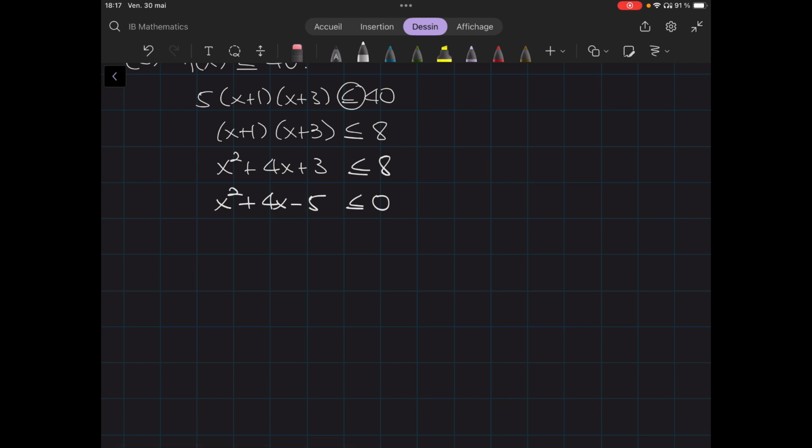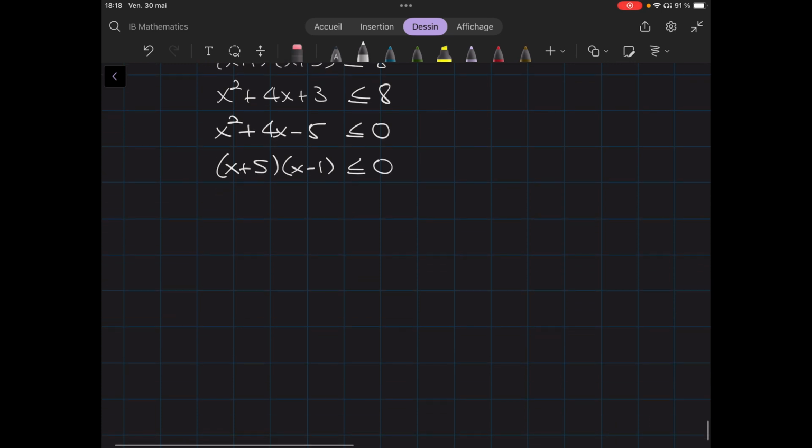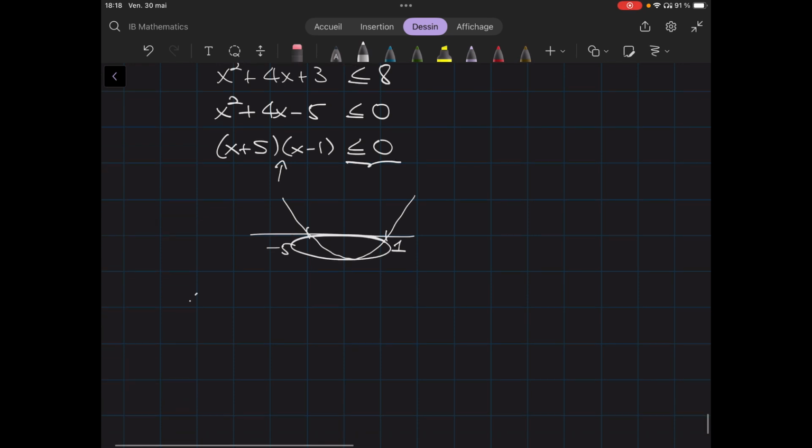Factorizing the left-hand side will give us (x plus 5)(x minus 1). We know that the two roots of this quadratic expression are -5 and 1. If we sketch this function out, we would get something like this. You can also use a sign diagram. This method is identical to the sign diagram. We're interested in the interval where the function is negative. In other words, this area over here. Therefore, we conclude that x is between -5 and 1.